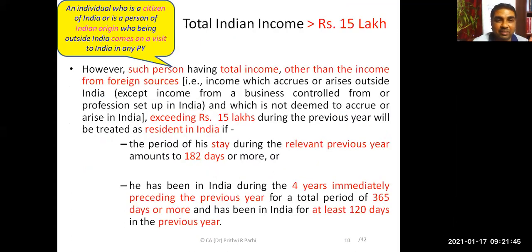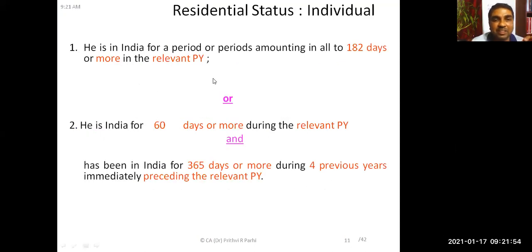Now, this is one more complexity I'll be adding. These are the two conditions I had told you. Condition 1, 182 days. Condition 2, 60 days plus 365 days. Now what I'm saying, this 60 days shall be read as what? 182 days. 60 days will be replaced by 182 days. Now here it is 182 days, and here it says 182 days plus 365 days.